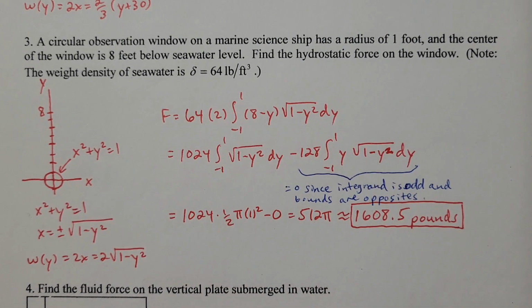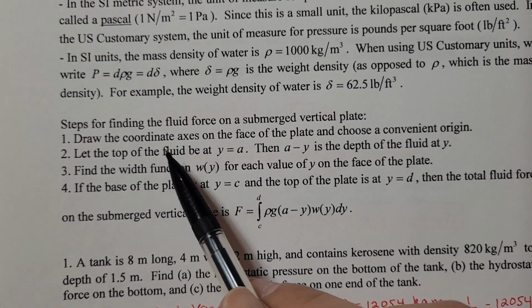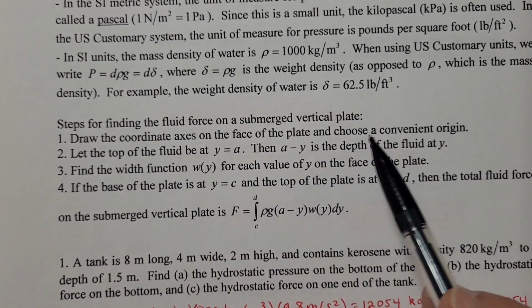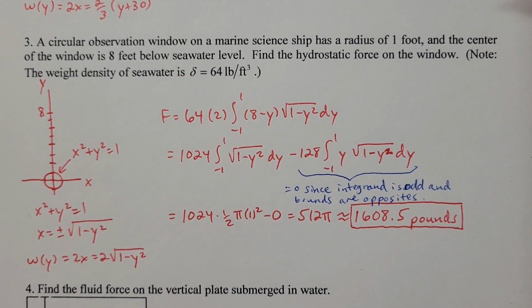Okay, so let's see. I draw a picture. That's always the first thing that I do for every single one of these problems. I'm drawing a picture, and that's step one. It says to draw the coordinate axes on the face of the plate, and then choose a convenient origin. So you've got to draw a picture of this.